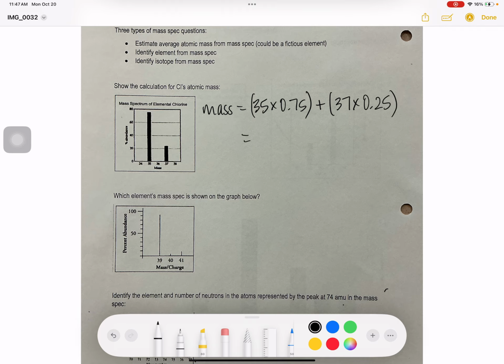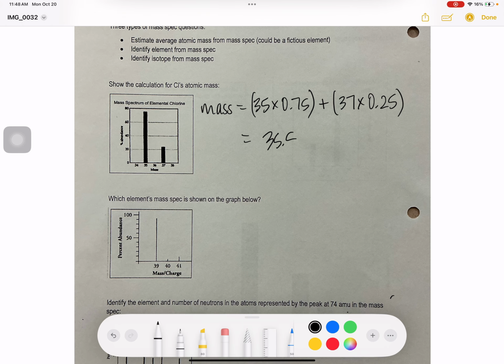If you do this calculation, you end up with the fact that chlorine has an average atomic mass of 35.5 AMU. And if we look on the periodic table, it is very close. Keeping in mind a couple of things, we know that 35 is more abundant than 37, and so this mass should be closer to 35 than it is to 37. It is, and so this is one of those situations where we can say, hey, I think our calculation or our answer makes sense.